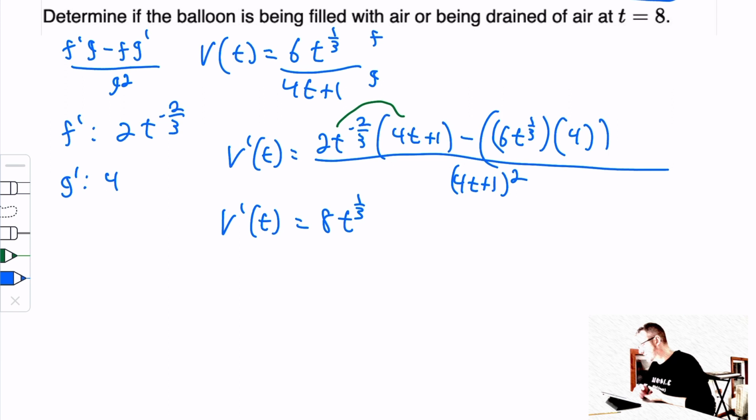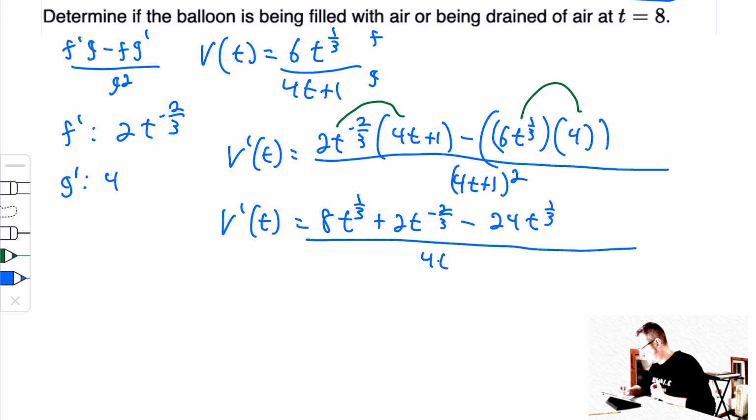And 2t to the negative 2/3 times 1 is simply 2t to the negative 2/3. Minus, well, this multiplying here is pretty easy. I'm simply going to get 24t to the 1/3 all over (4t plus 1) squared.